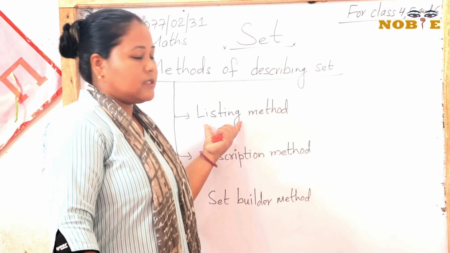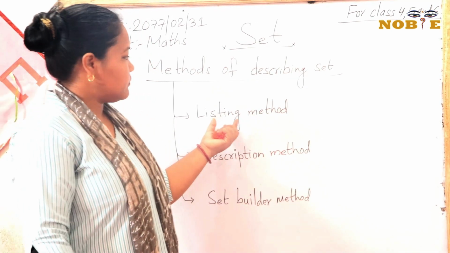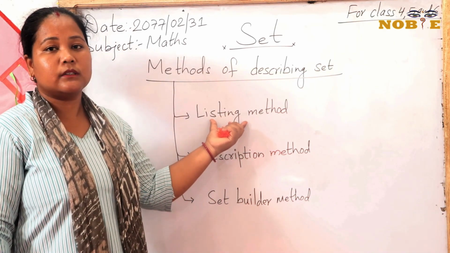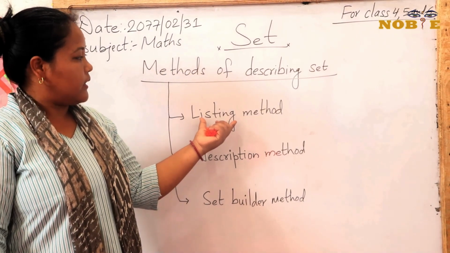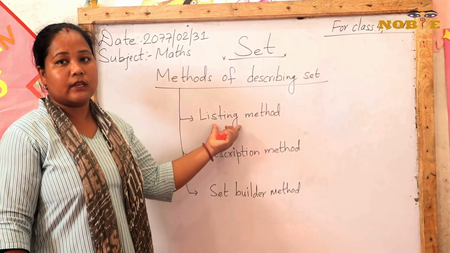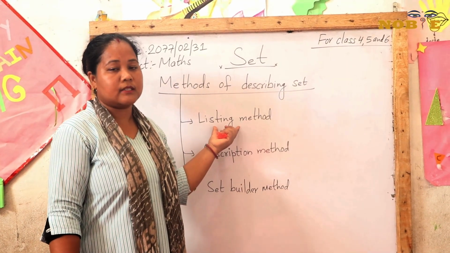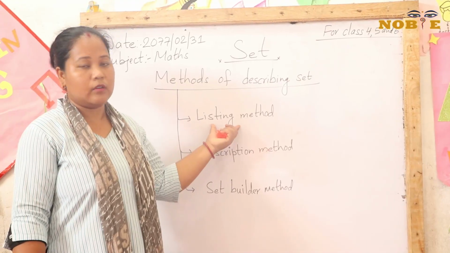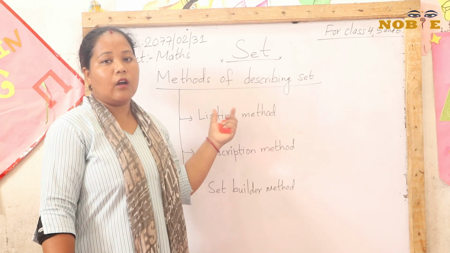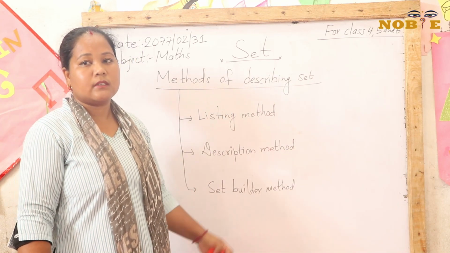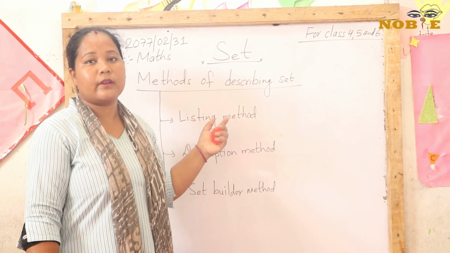And by listing method, how do we describe the set? In this method, all the elements of the set are listed inside the curly brackets and separated by comma. In the listing method, all the elements of the set are listed within the curly brackets and they are separated by comma.